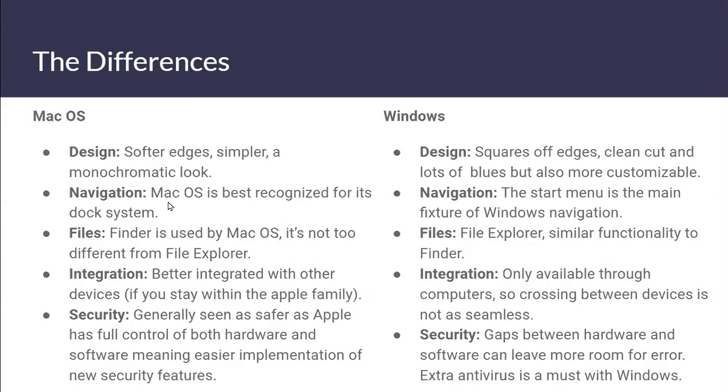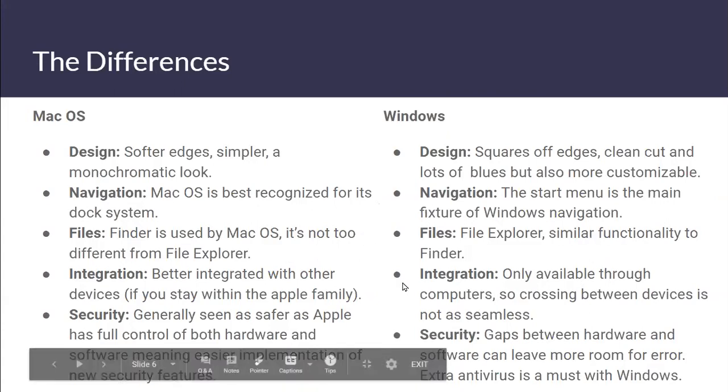Navigation for Mac OS is best recognized for its dock system. Navigation for Windows is the start menu, the main fixture of Windows navigation. For files, Mac OS uses Finder, and it's not too different from File Explorer, which is on Windows computers. Integration for Mac OS is better within the Apple family, and on Windows, it's only available through computers, so crossing between devices is not as seamless.